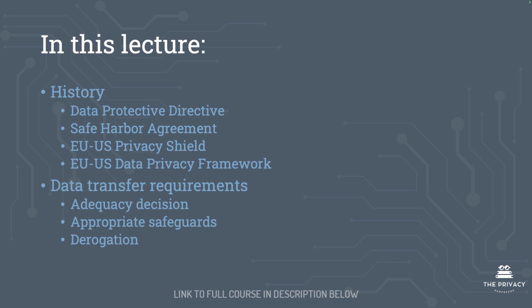In this lecture, I want to provide a brief history of US-EU data transfer frameworks. There are 4 frameworks that we're going to talk about. These are the Data Protective Directive, the Safe Harbor Agreement, the EU-US Privacy Shield, and the EU-US Data Privacy Framework. We will then talk about data transfer requirements, and there are 3 of them that you need to know about. These are adequacy decision, appropriate safeguards, and derogation.